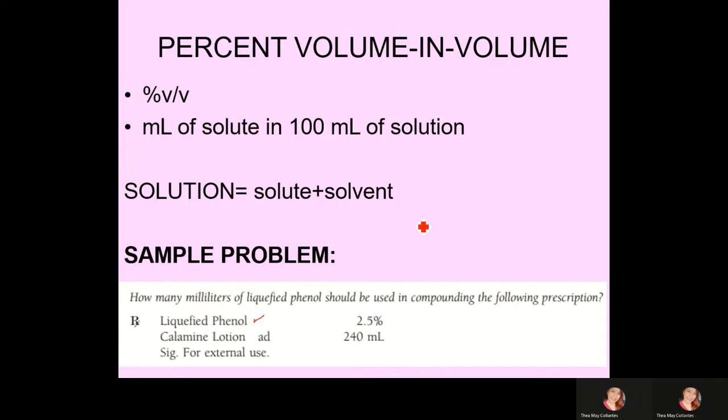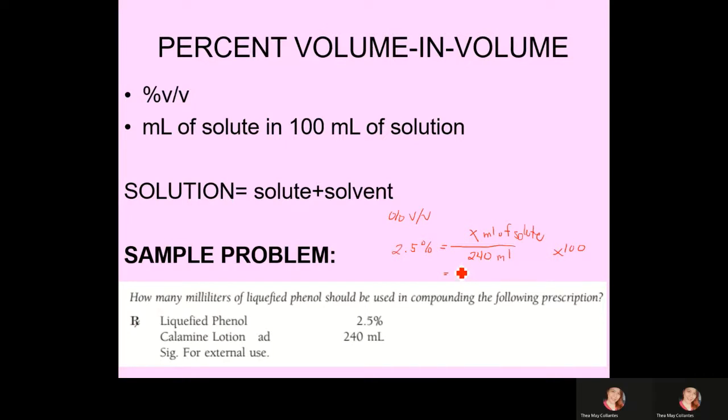So what we should do is again, it's just the percent volume per volume. You were given already the value. So that would be 2.5% equal to ml of solute, which is the thing that we are still looking for, over the ml of your solution. So the overall, guys, 240 ml of solution. So that would be 240. Again, that would be 2.5% times 240 divided by 100. That would be the answer to the ml of your solute.